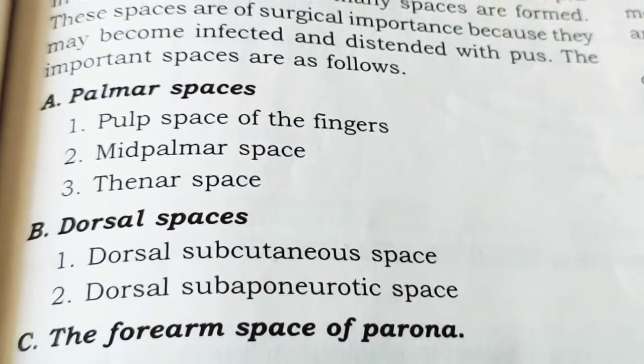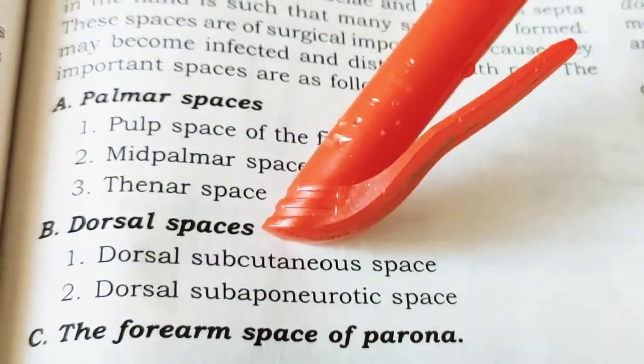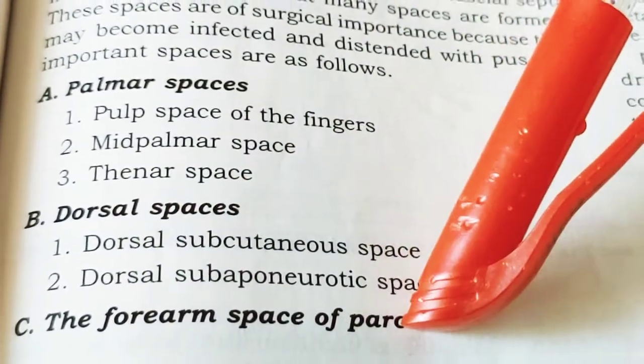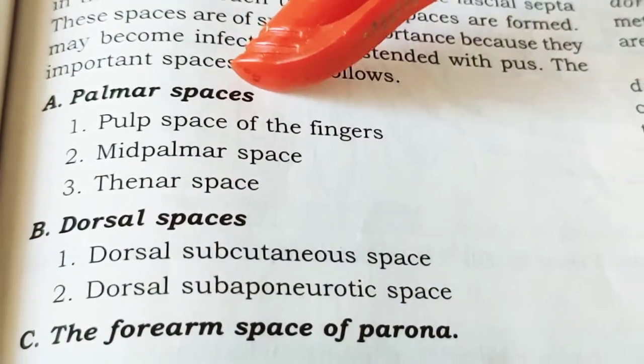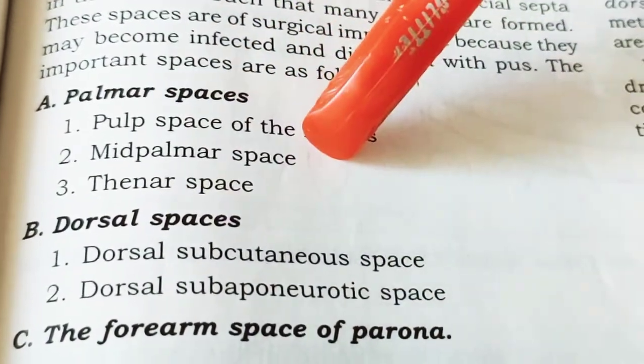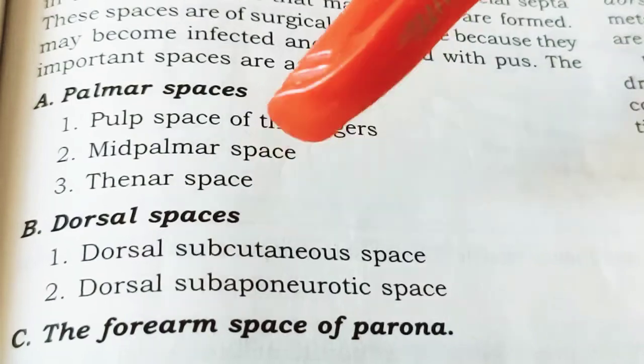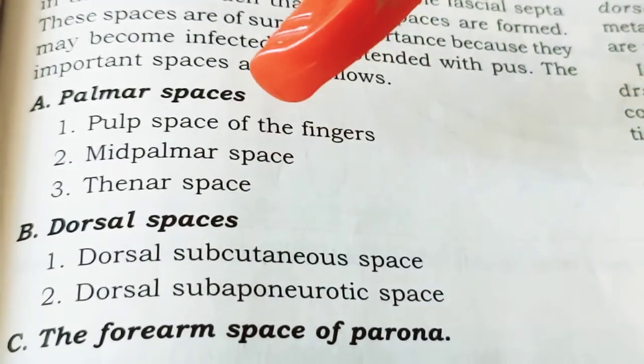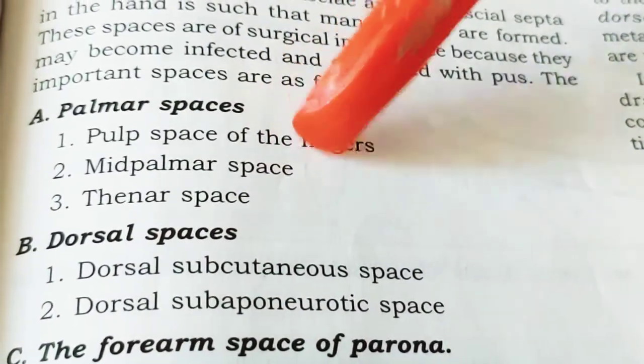Today we are going to start the spaces of your hand. Mainly we have three spaces: the palmar space, the dorsal space, and the forearm space of Parona. In the palmar space, in turn you have the pulp space of fingers, mid palmar space, and thenar space. Now we are going to start with the pulp space of fingers.